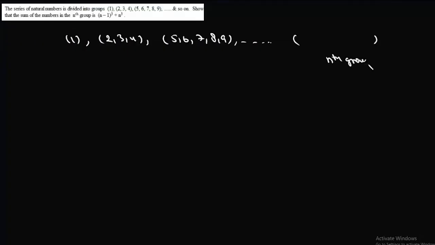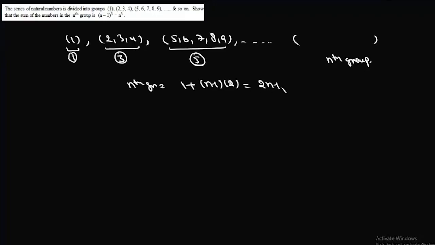Now the question is, a series of natural numbers is divided into groups. In the first group we have 1, in the second group we have 2, 3, 4, in the third group we have 5, 6, 7, 8 and 9, and so on. We need to find the sum of the numbers in the nth group. So we are talking about the nth group. Now in the first group we have 1 number, in the second group we have 3 numbers, in the third group we have 5 numbers. So in the nth group, we'll have a plus (n minus 1) into d, that is 2n minus 1 numbers.